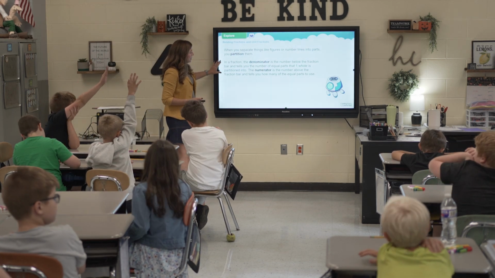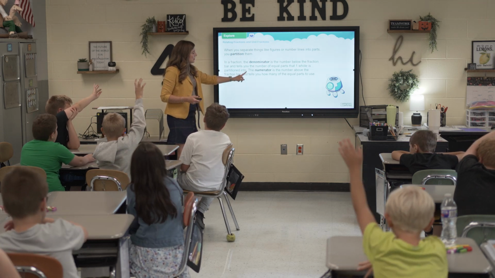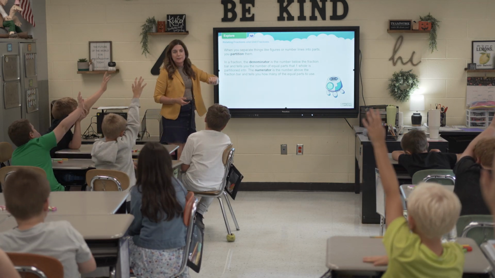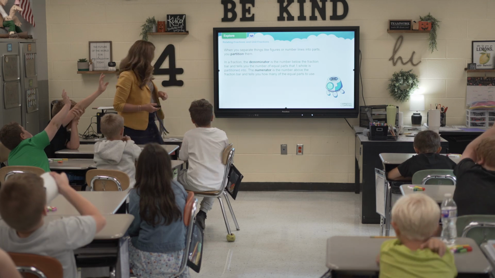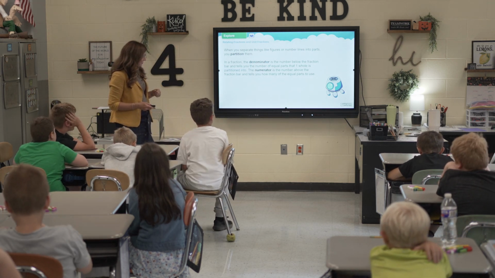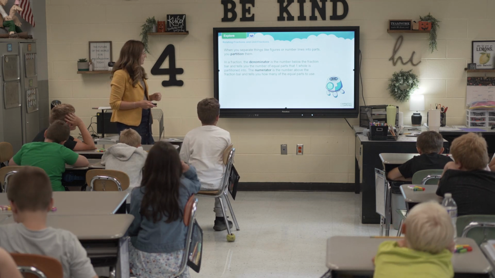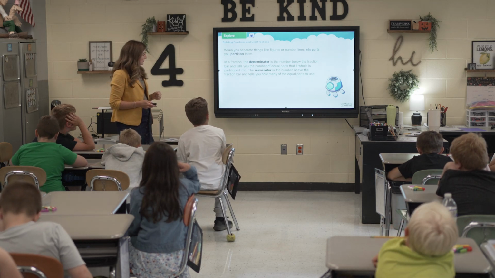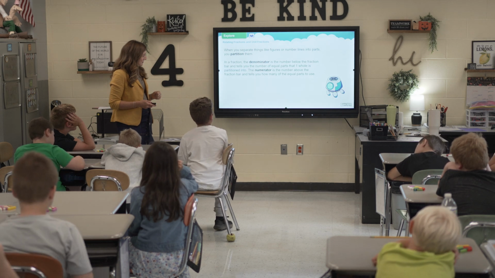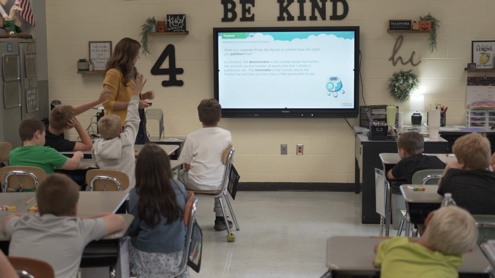All right, let's go to the second part. This is a little bit bigger. Let's have someone read from here to this period right here. Who would like to do that for us? Okay. Go ahead. In a fraction, the denominator is the number below the fraction bar and tells you the number of equal parts that one whole is partitioned into.